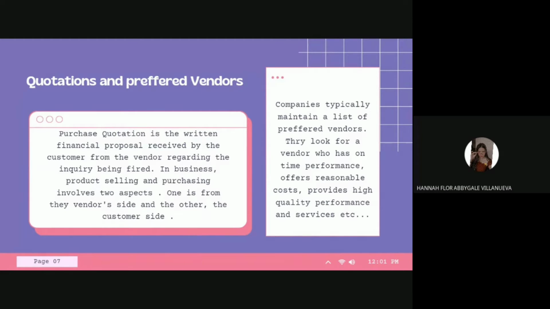Companies typically maintain a list of preferred vendors. They look for a vendor who has on-time performance, offers a reasonable cost, provides high-quality performance and services, etc.